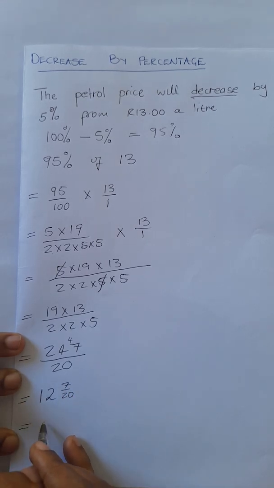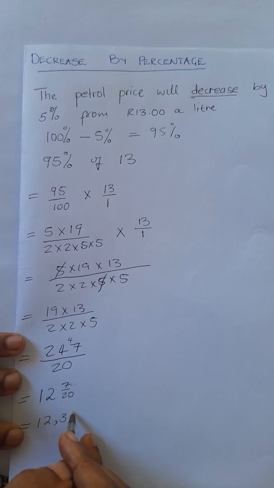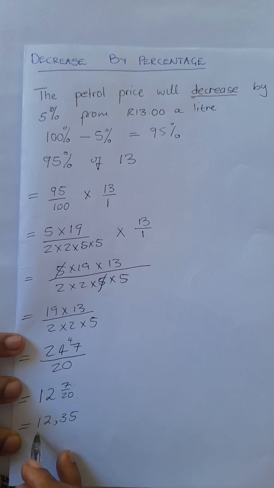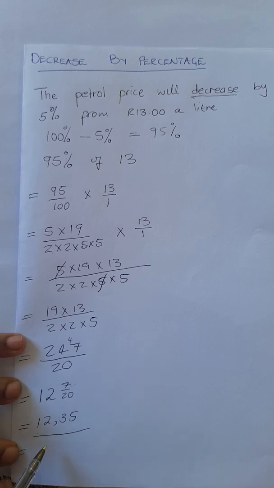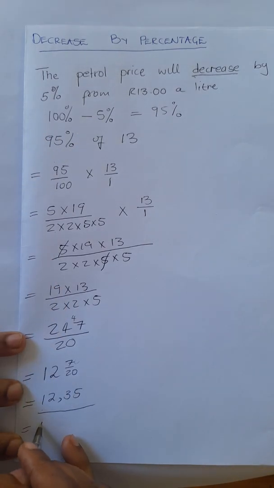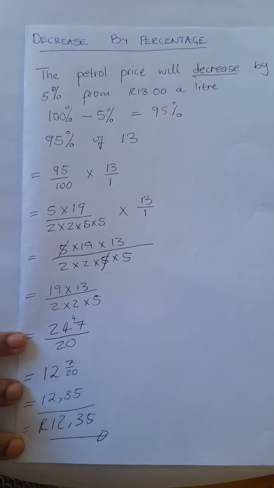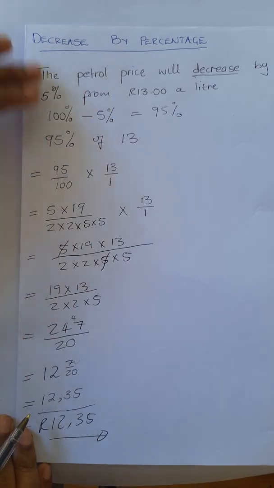And if we have to write this in decimal, it will be 12 comma 35. Don't worry, I will show you how we convert from fraction to decimal if you can't remember from the previous grade. So the new price for petrol after the decrease of 5% is going to be 12 rand 35. That's how we do percentage decrease.